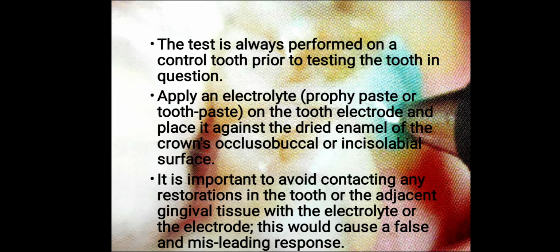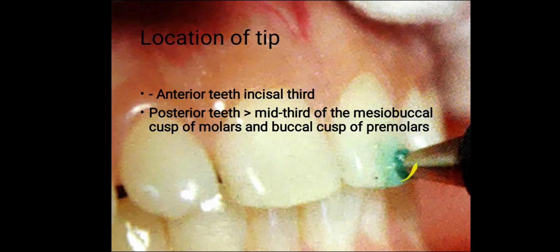Apply an electrolyte like toothpaste on the tooth electrode and place it against the dried enamel of the crown's occlusobuccal or incisolabial surfaces. So the location of the tip in the anterior is the incisal third, and in posterior it is the middle third of the mesiobuccal cusp of molar and buccal cusp of premolars.